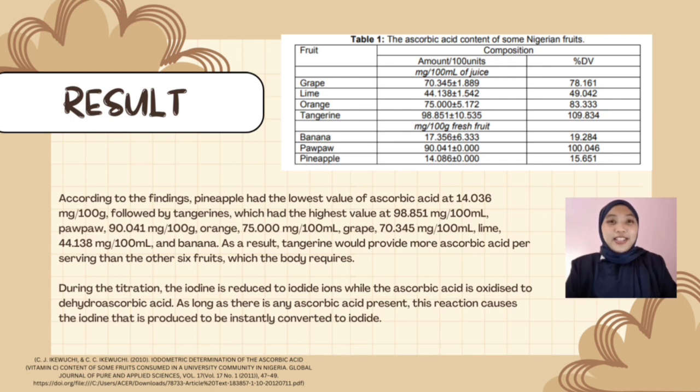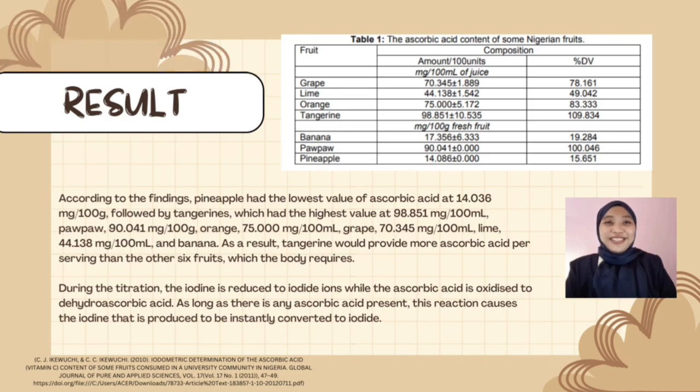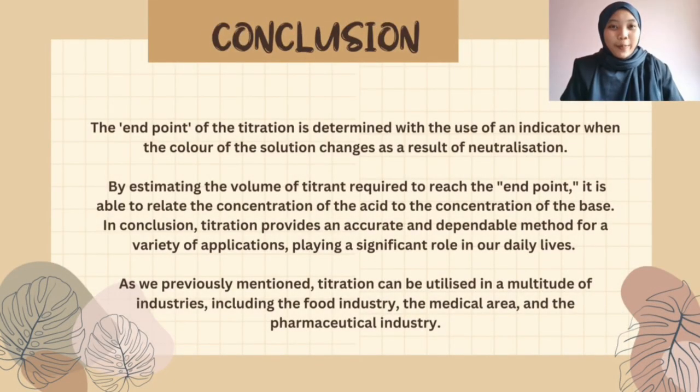Due to this reaction, the iodine is immediately reduced to iodide as long as there is any ascorbic acid present. In conclusion, our result shows that tangerine would supply more ascorbic acid per serving for the body's need compared to the other 6 fruits, with its daily value percent being more than twice that of the lime and more than 7 times that of pineapple. Now, we have concluded this topic.